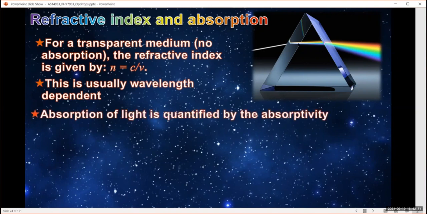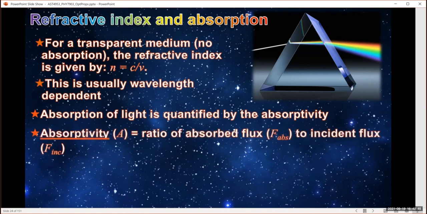So here I've got this as transparent, but it could also be absorbing some light along the way. That is quantified by the concept of absorptivity. Just like we had transmissivity and reflectivity, we also have absorptivity, and it has a very similar definition. The absorptivity is the ratio of the absorbed flux to the incident flux. Now, the incident flux is what we give it. We cannot measure absorbed flux directly. We can measure reflected flux and transmitted flux and get the absorbed flux out, but we cannot measure it directly.